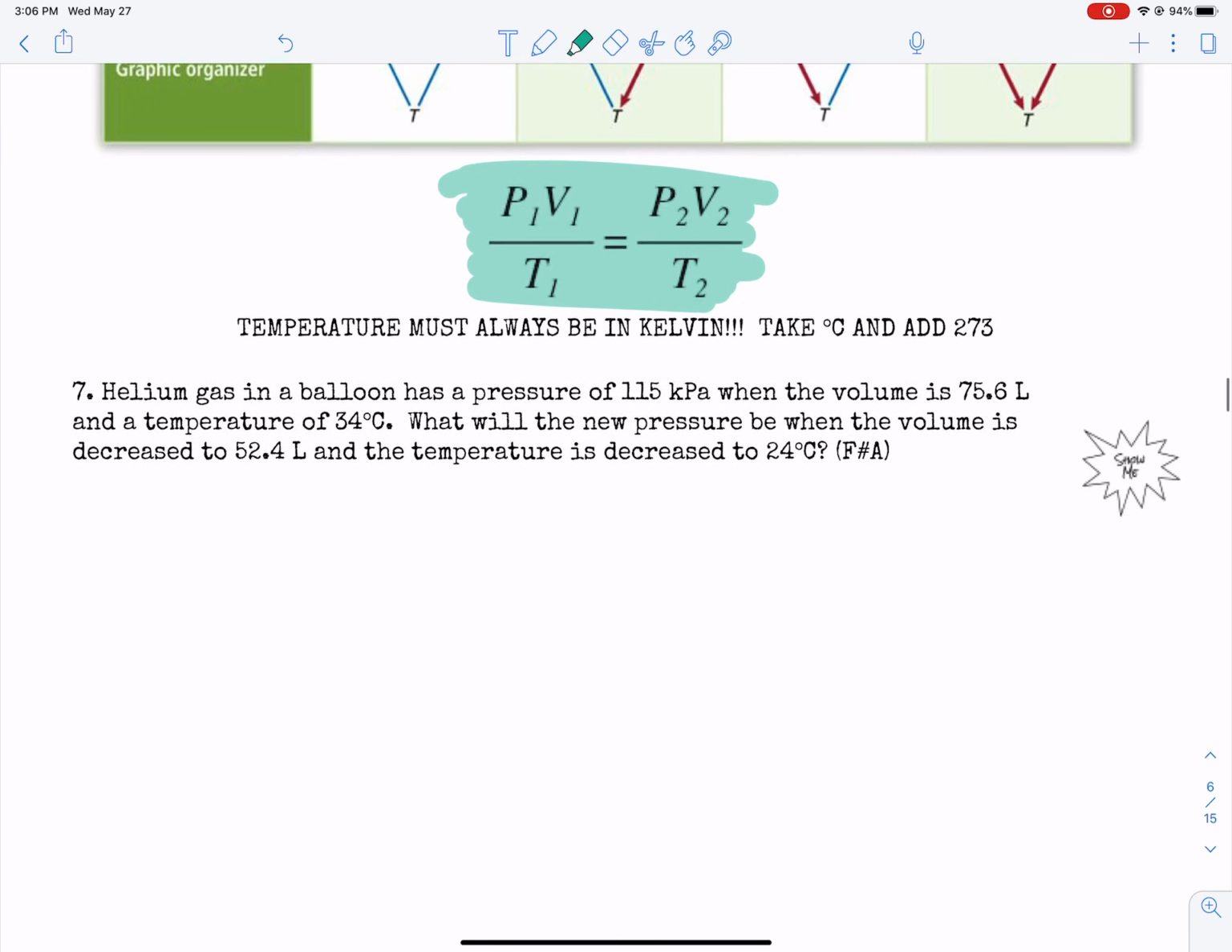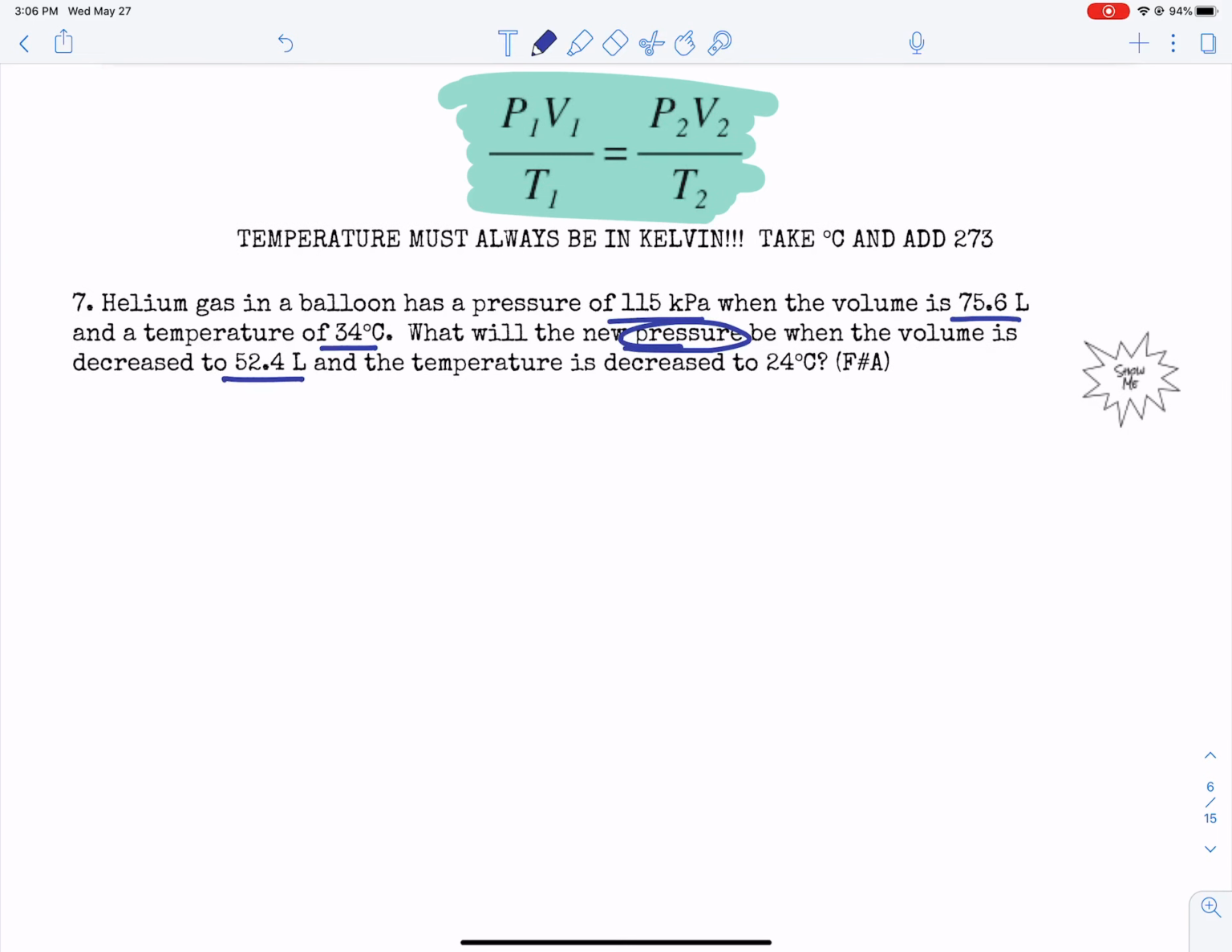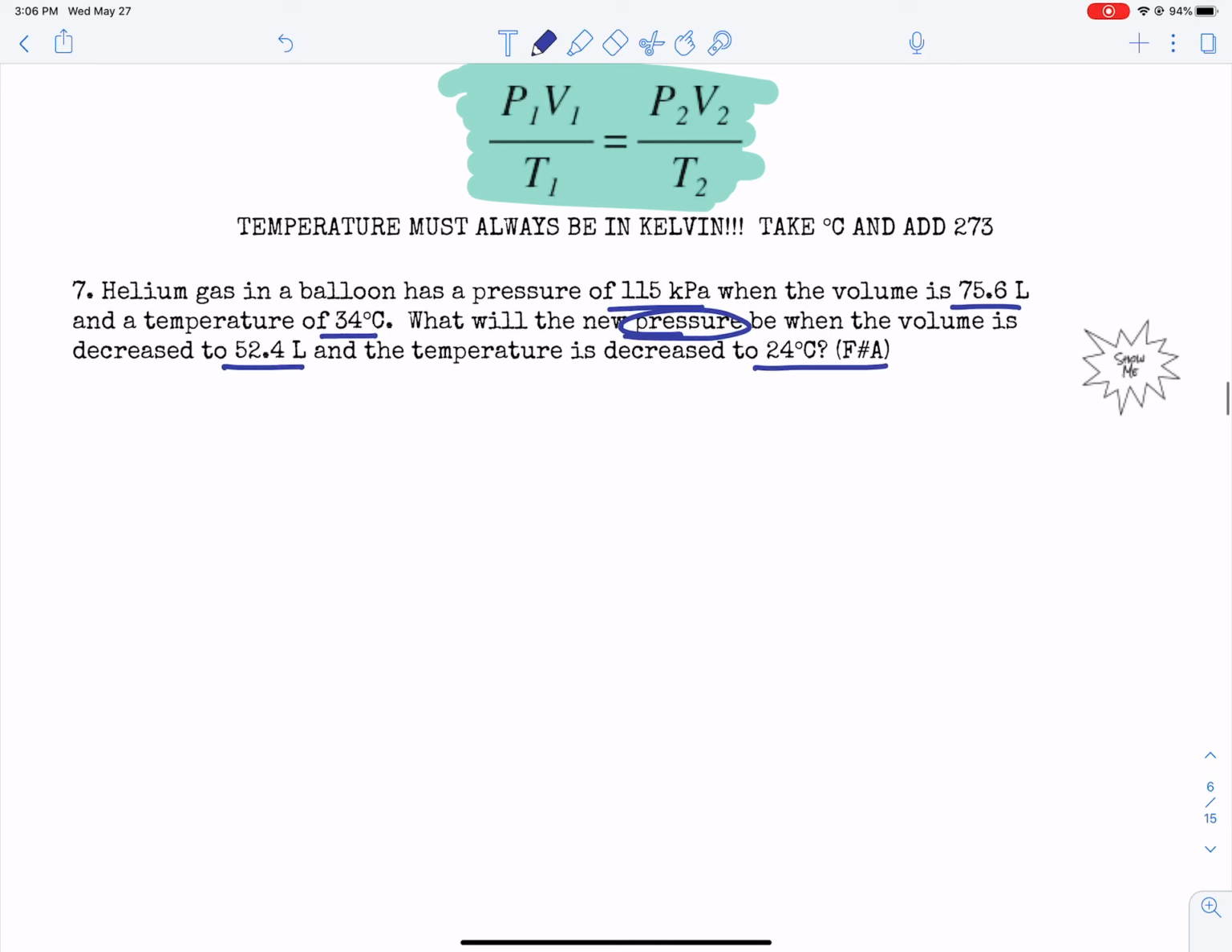The math for this is exactly the same. Helium gas in a balloon has a pressure of 115 kilopascals, a volume of 75.6 liters, and a temperature of 34 degrees Celsius. What will the new pressure be when the volume is decreased to 52.4 liters and the temperature is decreased to 24 degrees Celsius? Formula: P1 V1 over T1. Have you noticed temperature is always in the denominator?